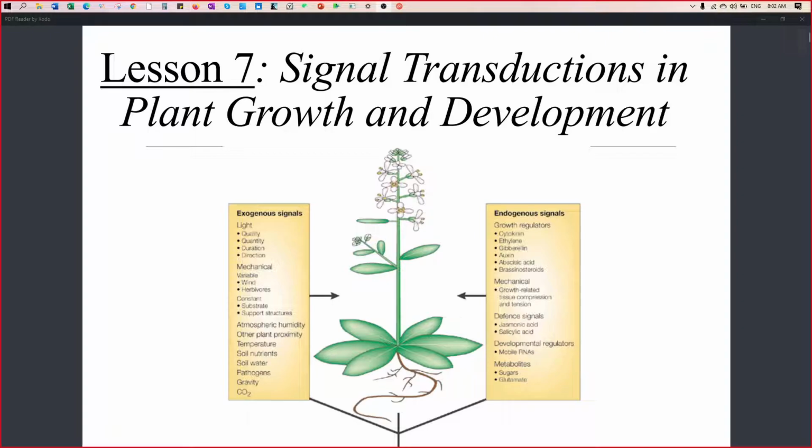Nevertheless, there is a first time for everything. So let's learn this gradually, because it is very interesting. Okay, the topic today: signal transduction in plant growth and development.